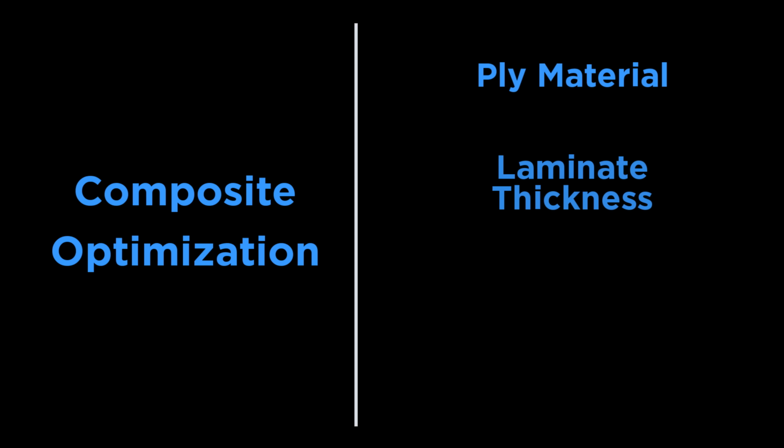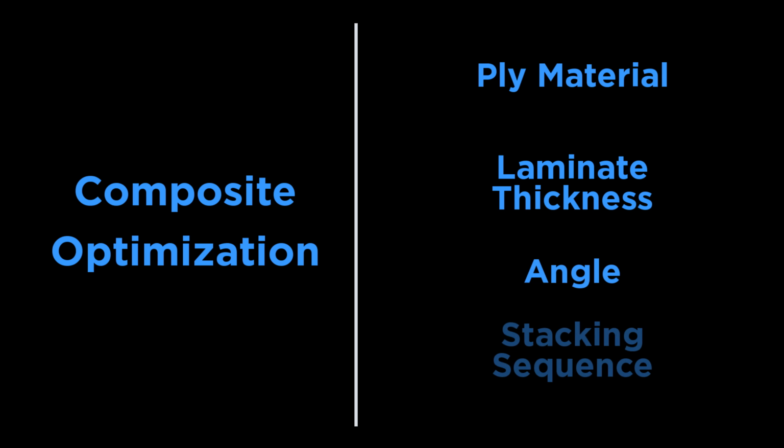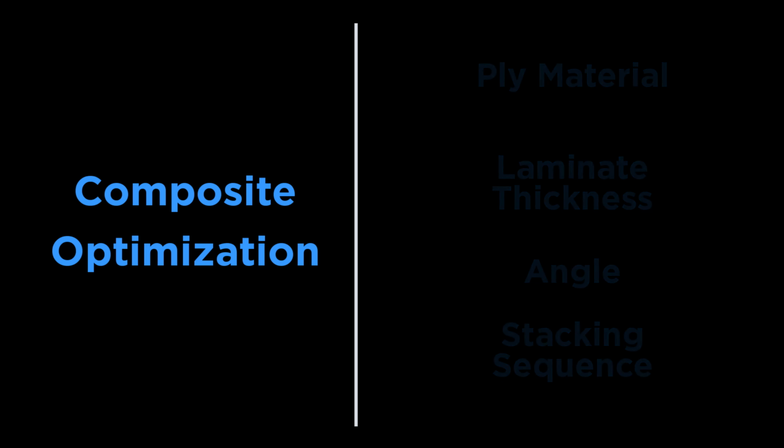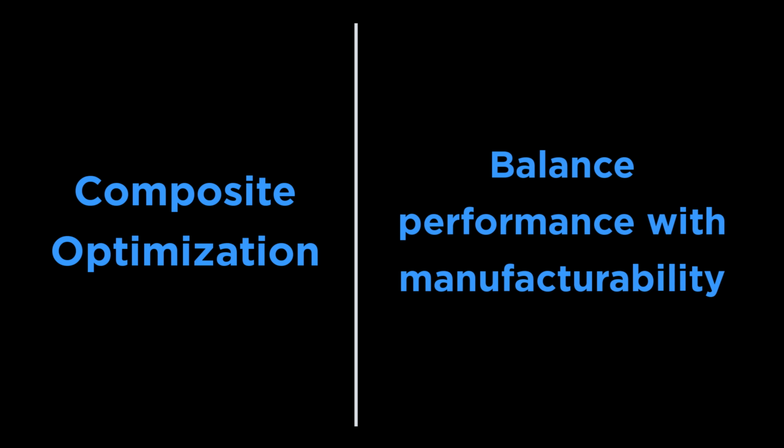When we talk about composite optimization in HyperX, we are referring to selecting the right ply material, laminate thickness, angle, and stacking sequence for your structure. The goal is to balance performance, like weight, stiffness, and strength, with manufacturability. HyperX evaluates each of these variables as part of the optimization process.